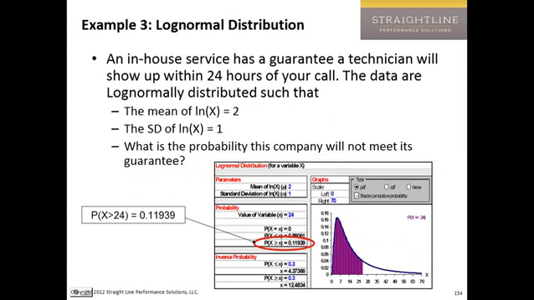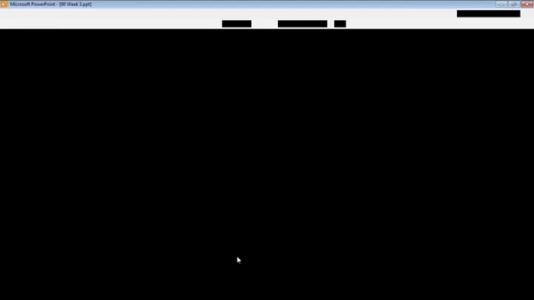We're going to do an example here. Say it's a log-normal distribution where our parameters are 2 and 1. So the first parameter, which is the mean of the log, is 2, and the standard deviation is 1. And what's the probability that this company will not meet its guarantee? An in-house service guarantees the technician will show up within 24 hours of your call. What is the probability that they will not meet this guarantee?